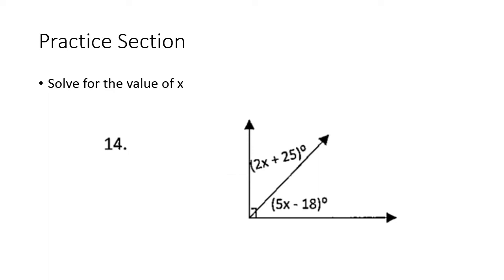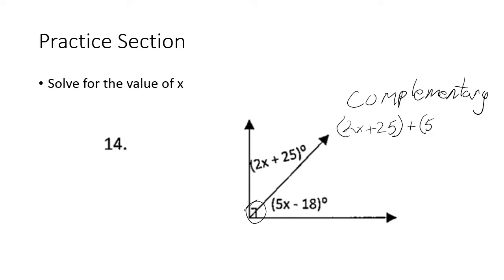Same kind of situation, but again, this time what we have is we have a right angle, which means they are complementary. And if they are complementary, that means that they have to add up to 90 degrees. So I'm going to take that 2x plus 25 as the first angle, add it to the 5x minus 18 from the second angle, and set it equal to 90. The 2x and the 5x add to be 7x. The 25 and the negative 18 add to be a positive 7.